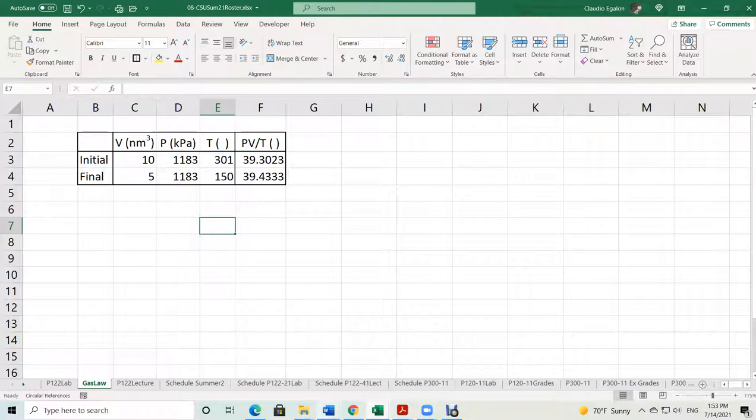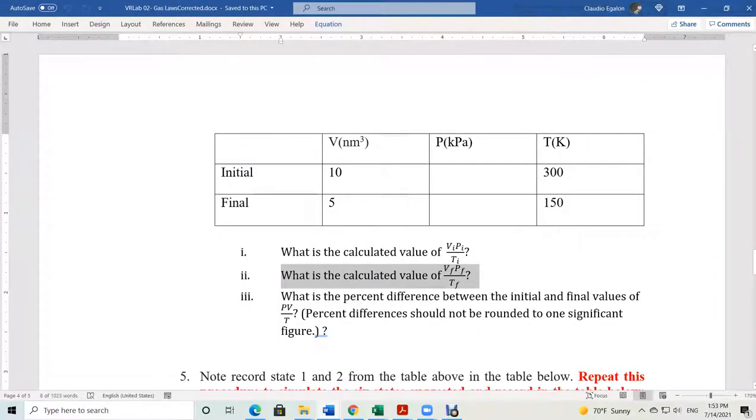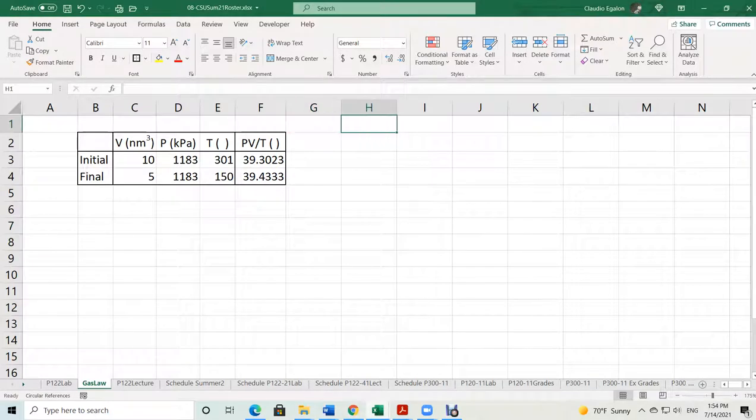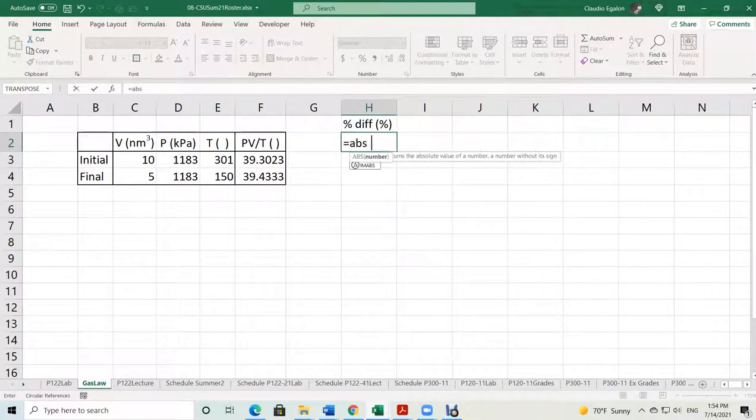And now let's calculate the percentage difference between one and the other. What's the percentage difference between the initial and final? Percentage difference should not be rounded to one significant figure. So we're going to do that percentage difference right in here. It's going to be in units of percent. How do we get that? We take the absolute value of this one minus this one, multiply it by 100, and then what are you going to do?